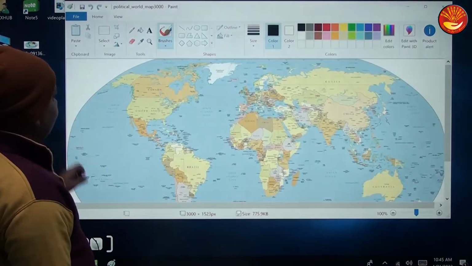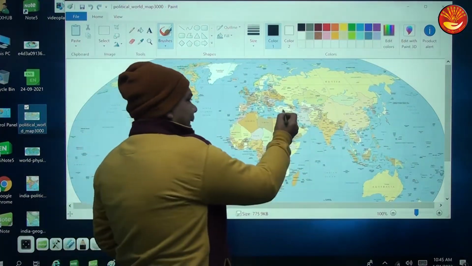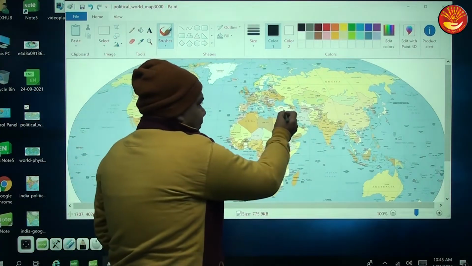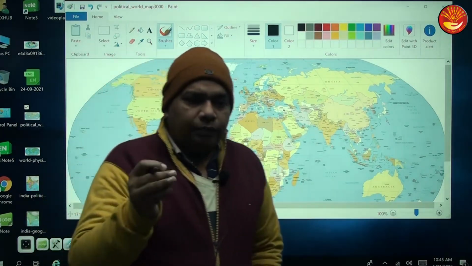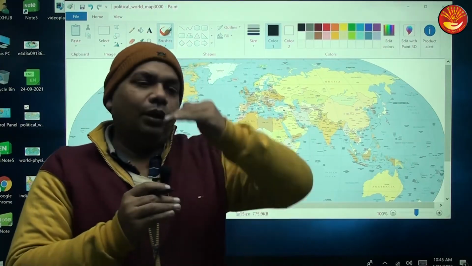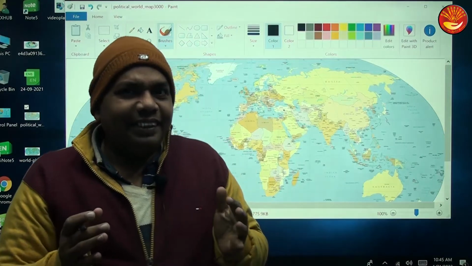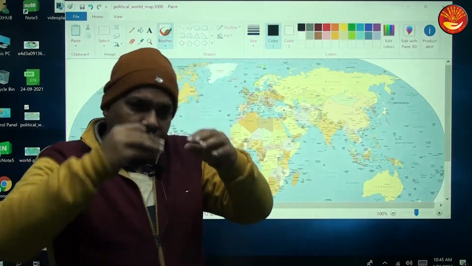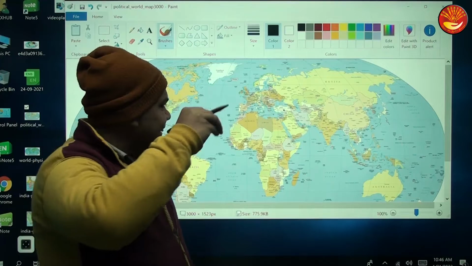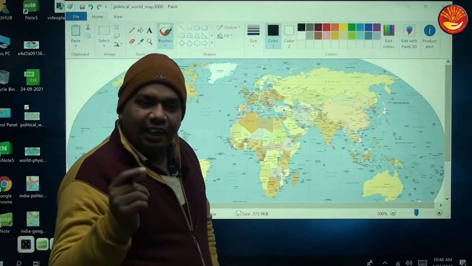All right, world map, right? Suppose an earthquake occurred here in Turkey, right? After the occurrence of an earthquake, first of all, what will we notice, focus or epicenter? As you know, the epicenter lies on the top of the earth's surface. Just beneath the epicenter, we will get the focus, right? Focus is always located beneath the earth's crust. So first of all, we will notice the epicenter.